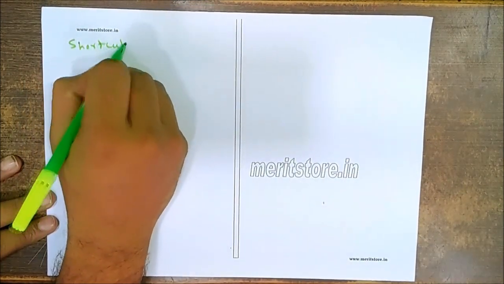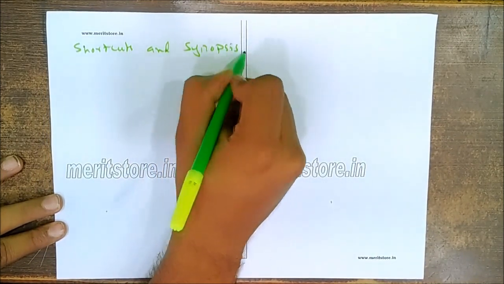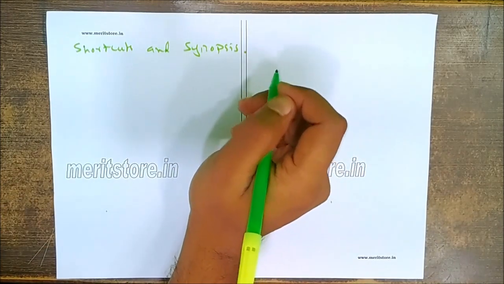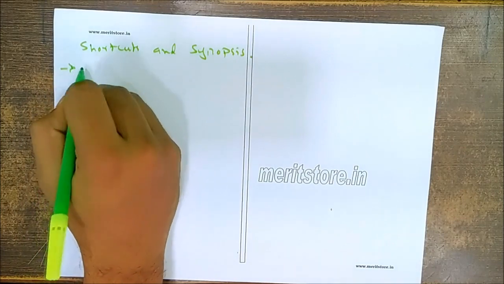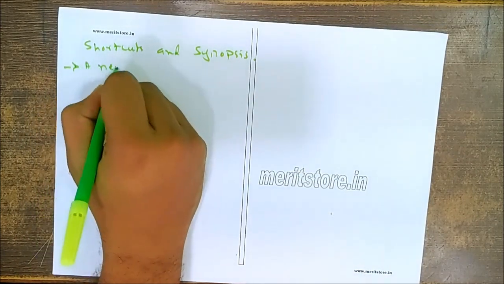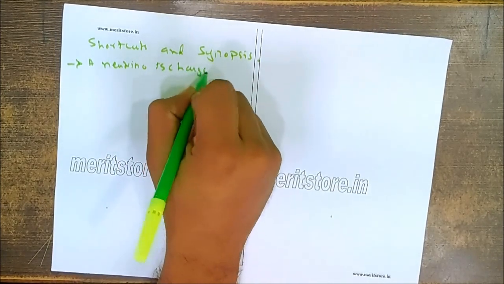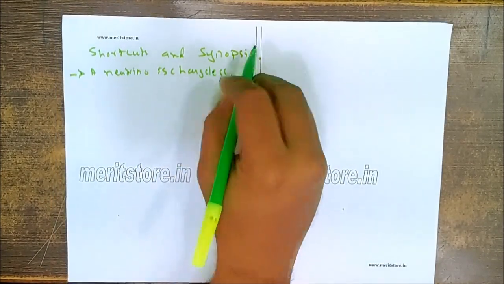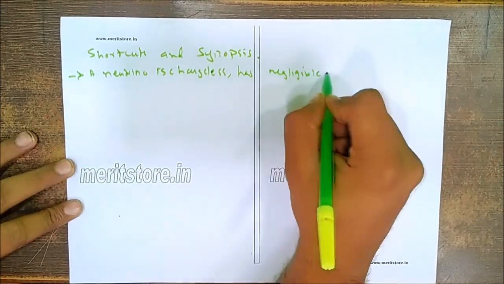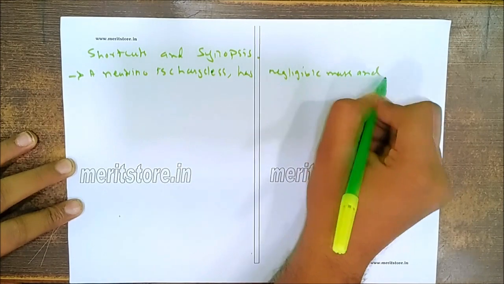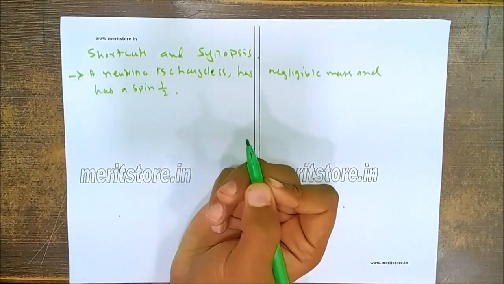Shortcuts and synopsis. First statement: a neutrino is chargeless, has negligible mass, and has a spin half.